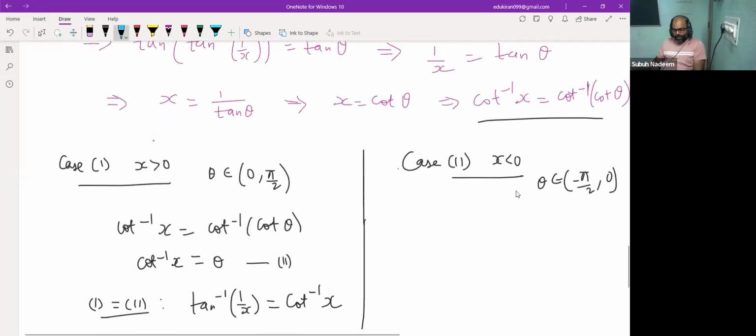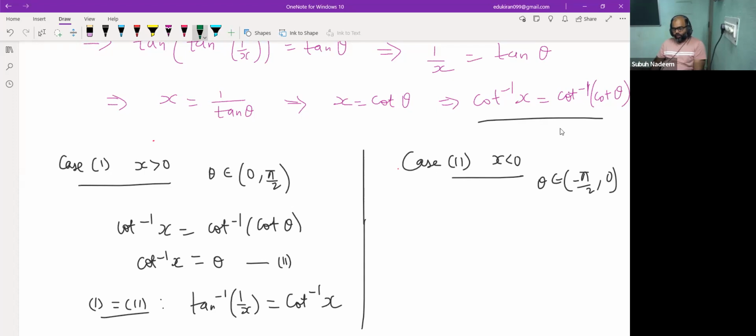When x is negative, theta is between minus pi by 2 to 0. The principal value range of tan is minus pi by 2 to pi by 2, and in cot it is 0 to pi. That is why there is a clash. 0 to pi by 2 is in both. But when x is negative, cot will be between pi by 2 to pi, and tan will be minus pi by 2 to 0.